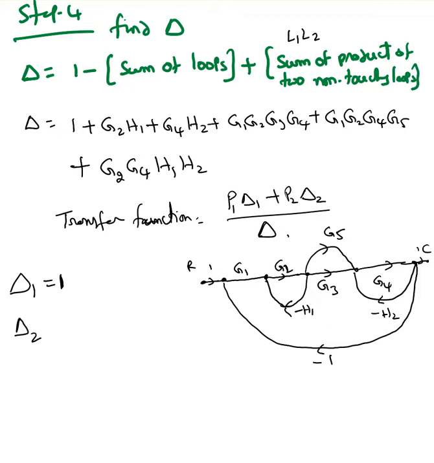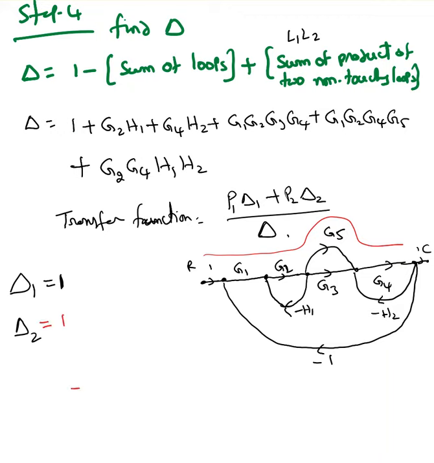Same thing with delta 2. This is my path 2. Eliminate any element which is touching that path, either at a node or along any one of those paths. So we'll end up with delta 2 equal to 1.